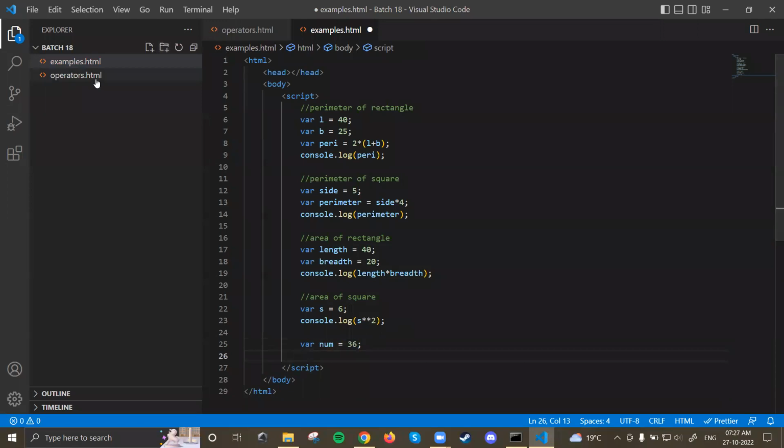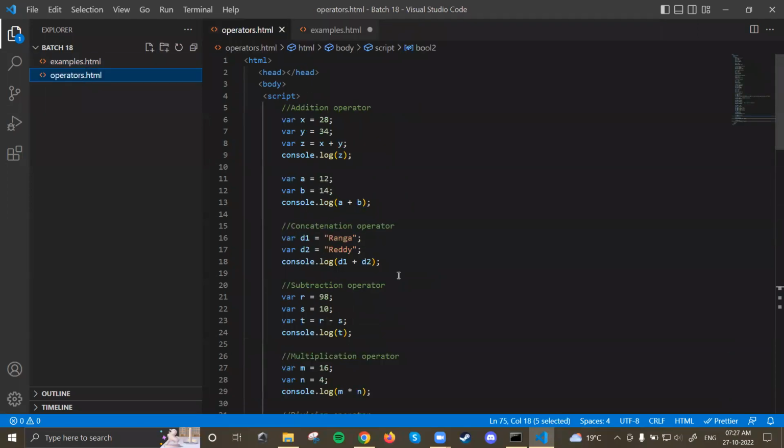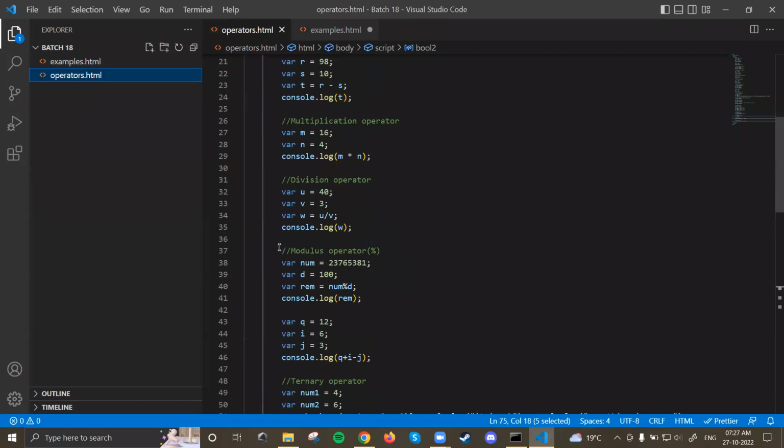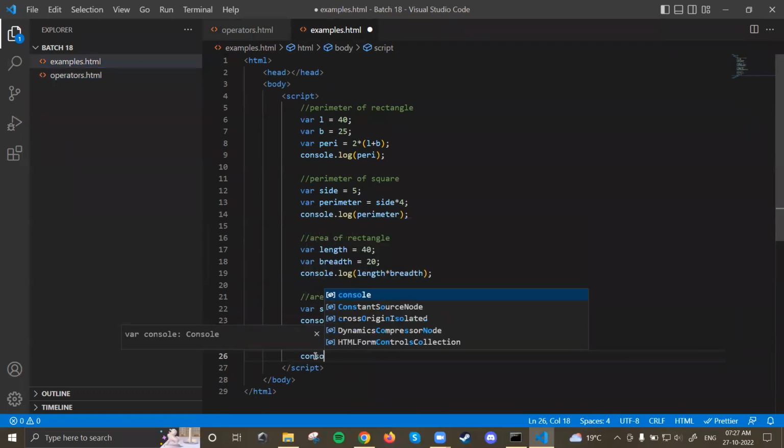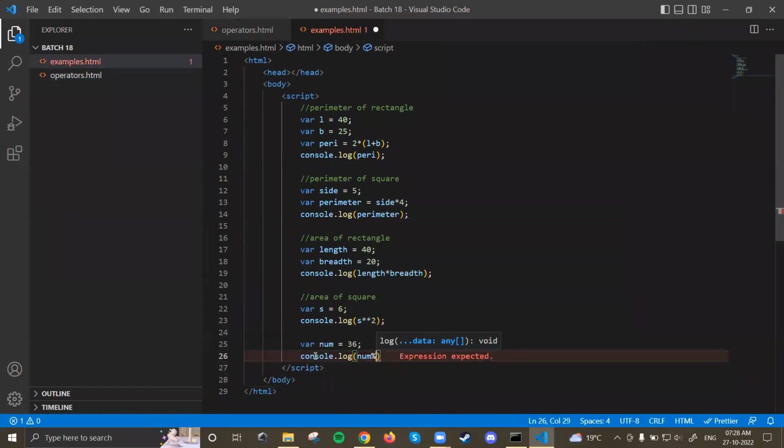Yesterday we had already seen the operator for finding the remainder of a division by another number, that is known as the modulus operator. So we'll use that modulus operator to find out the remainder. So console.log of num mod 5. What will be the output? Can you tell me?